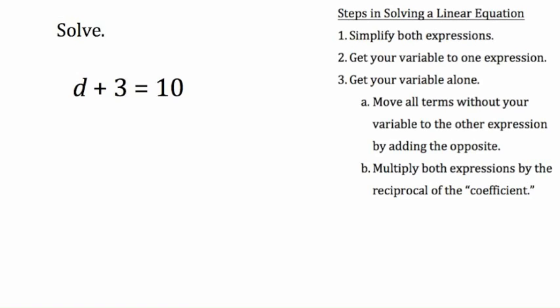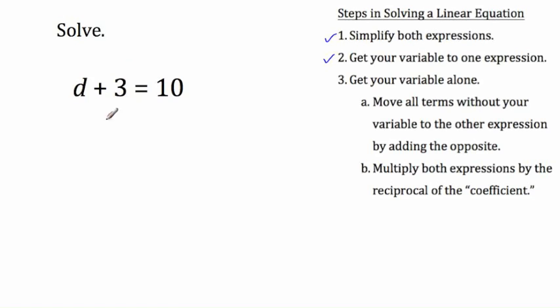Step 2 is to get your variable to one expression. Taking a look at these two expressions, the variable is only in the left-hand expression, so there's nothing to do in step 2. So both steps 1 and 2 are taken care of. Step 3 is to get your variable alone, and there are two things that you have to do that. The first thing you need to do is move all terms without your variable to the other expression by adding the opposite.